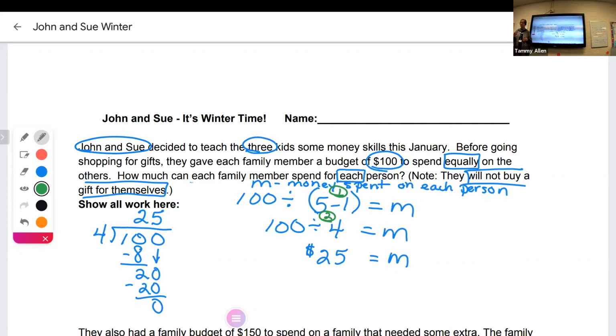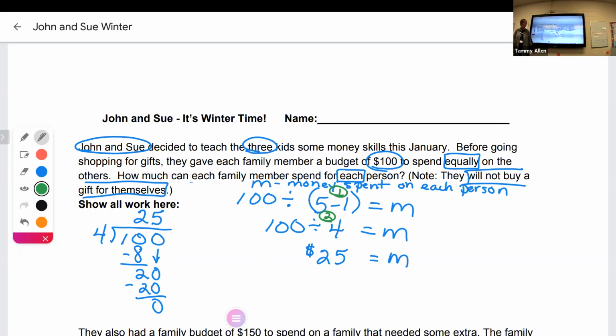We're going to have to explain the why behind it, though. We can't just say, I subtracted 1 from 5, got 4, and then I divided 100 by 4 and got 25. Does that tell anybody why we did it? No. All it does is explain arithmetic. We need to tell people why we did what we did.